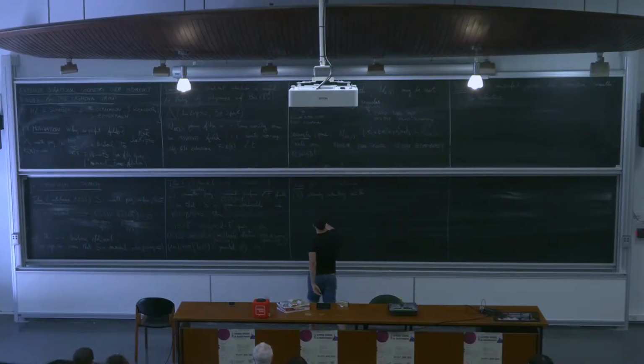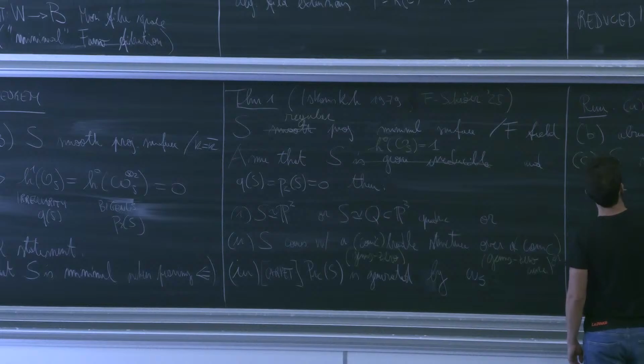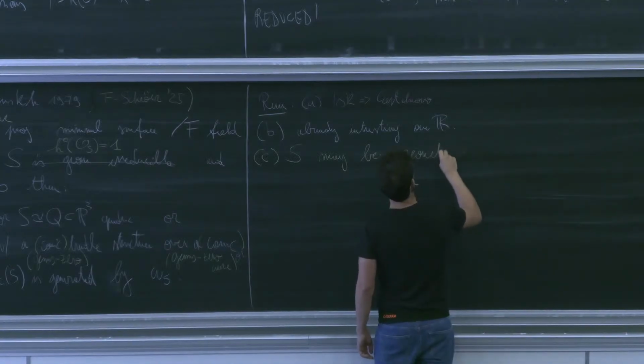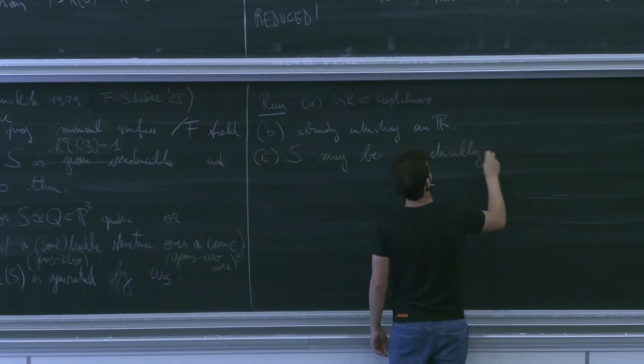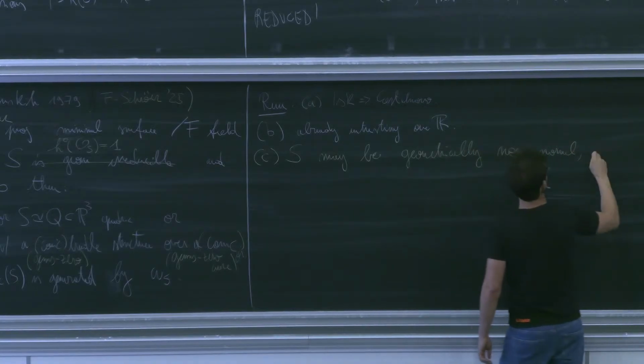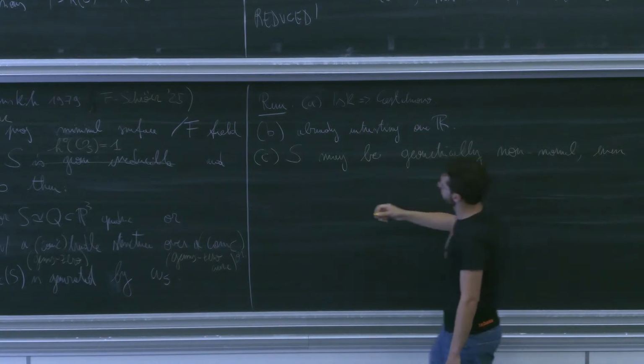Let me make some comments on this. I keep the color, okay? So S may be geometrically non-normal, even geometrically non-reduced.